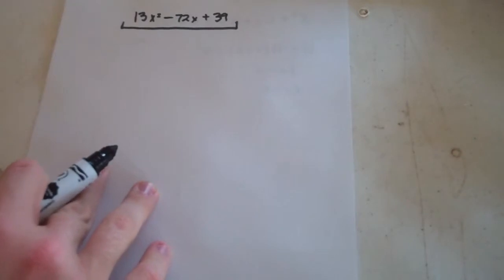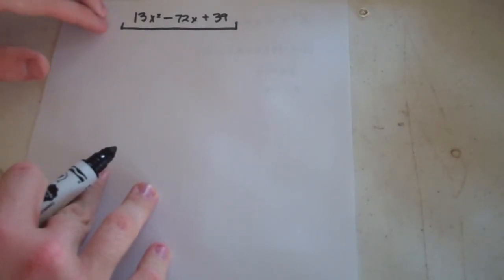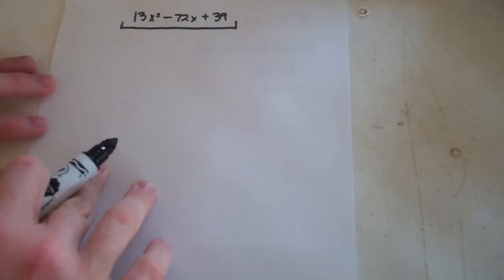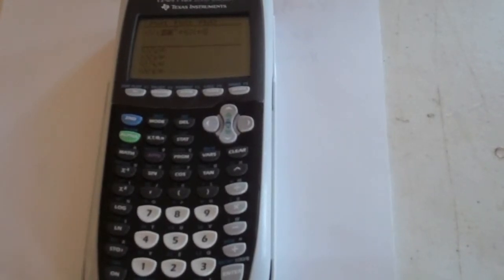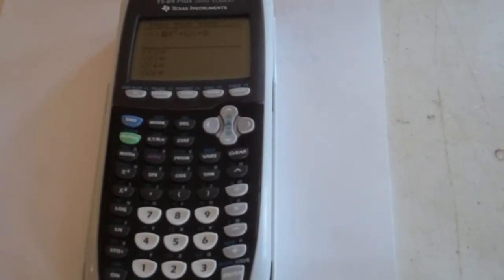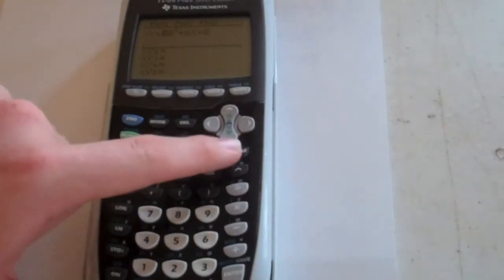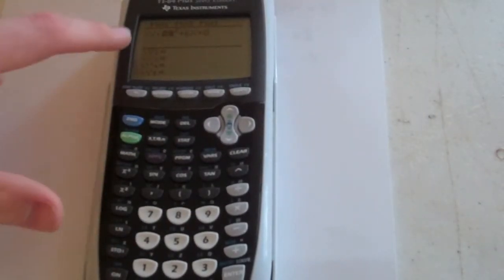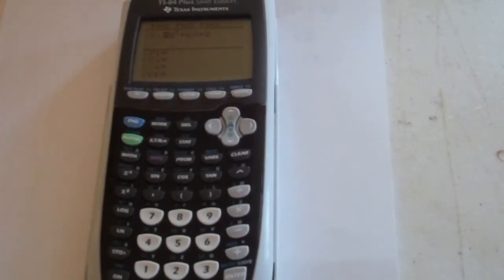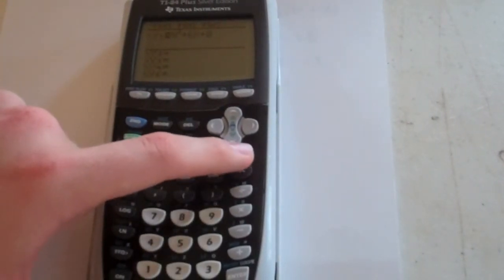So if the ACT gives you this function and it wants you to find the zeros, solutions, roots, x-intercepts, whatever, we are going to graph that. And to graph that, we're going to cut to the calculator. Okay, so we have the function 13x squared minus 72x plus 39. And again, like I said before, it is going to be very difficult to factor. From the previous video, we had x squared plus 6x plus 8 to find the zeros. So now we're going to do the exact same thing with just a different function.